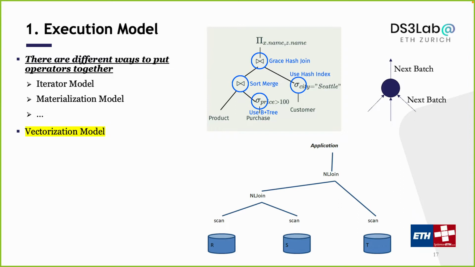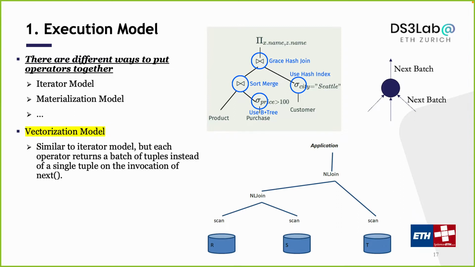The thing in the middle, sometimes called the vectorization model, is very similar to the iterator model in the sense that you do have this propagation of the next call. It's also similar to the materialization model in the sense that every single time I call next, instead of giving me a single tuple, you give me a batch of tuples. Okay? So essentially, every single time I call next, you give me multiple tuples. You do a small batch instead of a single one.